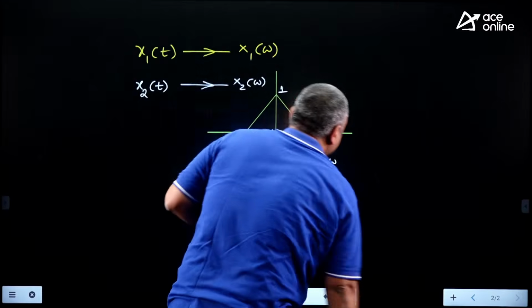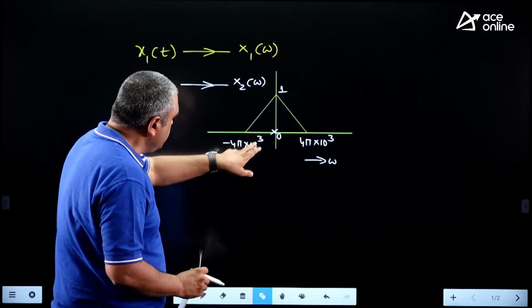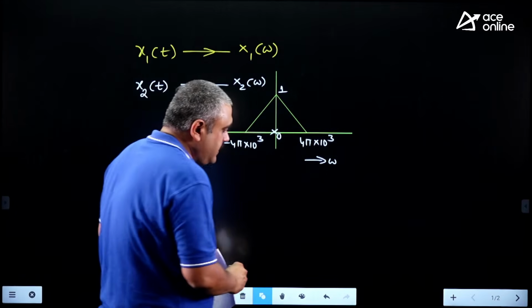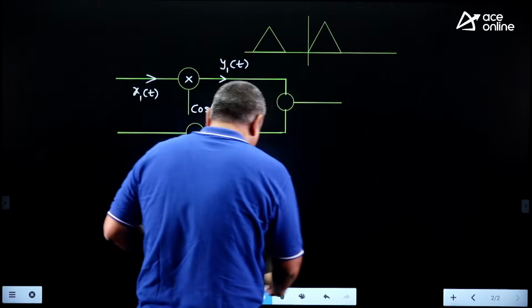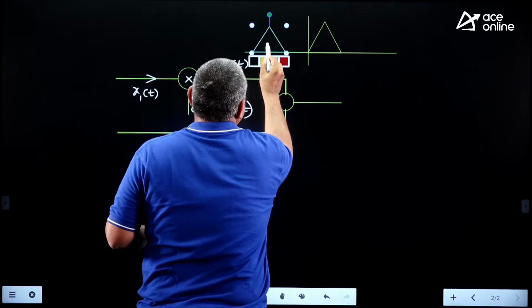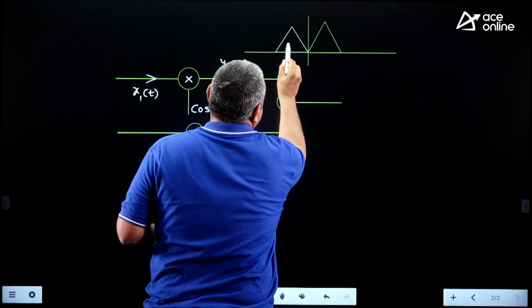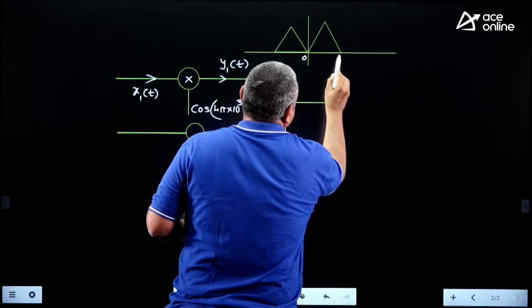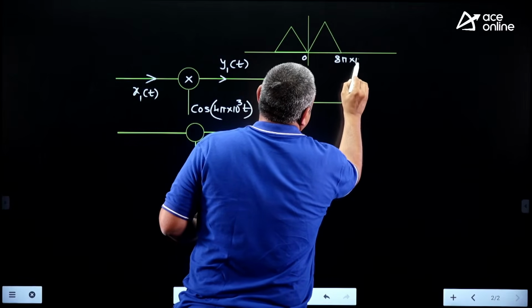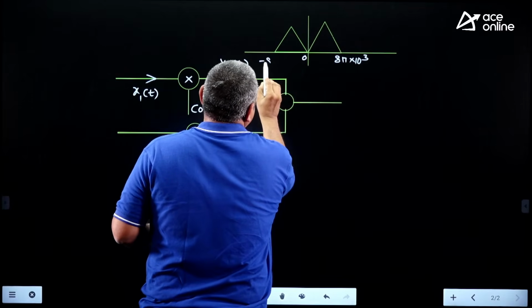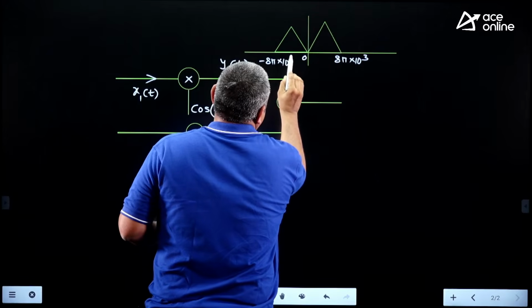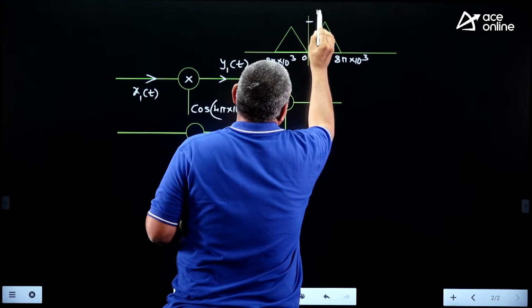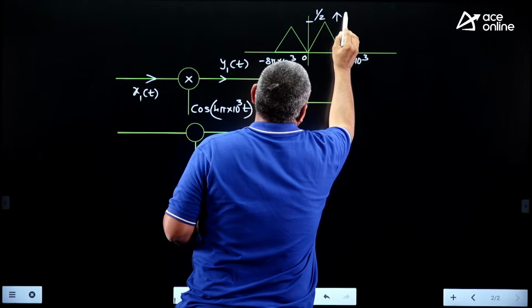When you shift the spectrum right side by 4 pi into 10 cube, this comes at 0 and this comes at 8 pi into 10 cube. That means we will have the spectrum centered about 0, and this becomes 8 pi into 10 cube, and this value will be minus 8 pi into 10 cube. And these peak amplitudes will get divided by 2, so it becomes 1 by 2. So this is your y1 of omega.